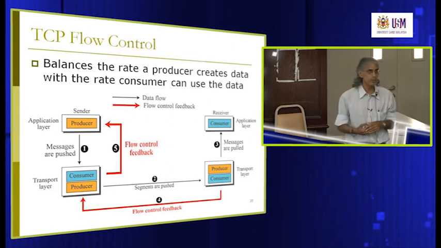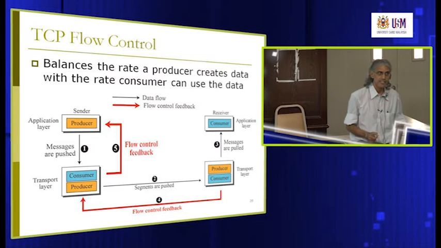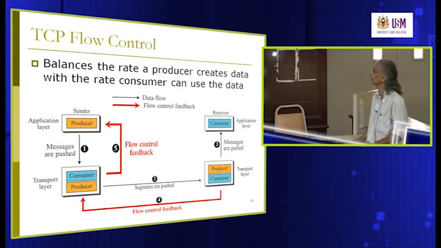Now we'll see how the two windows are used to control the flow of data bytes between the transfer. The main idea behind flow control is that we want to make sure that the sender sends data at a rate which the receiver can accept. We do not want to overwhelm the receiver itself. So it balances the rate at which a producer creates data and the rate at which the consumer uses the data. I think this diagram we've seen before.